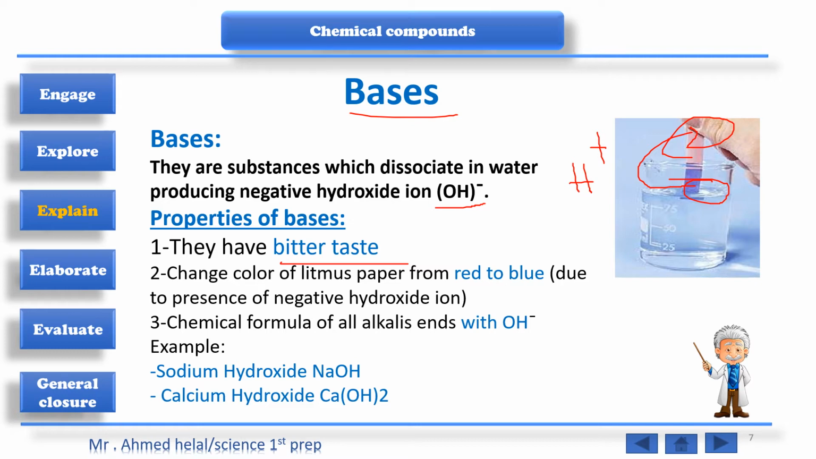Chemical formula of alkalis ends with OH negative. Okay. So we have examples: sodium hydroxide. Here we have OH at the end of the compound, so it's a base. And here we have OH at the end of the compound, calcium hydroxide, so it's a base. Okay.